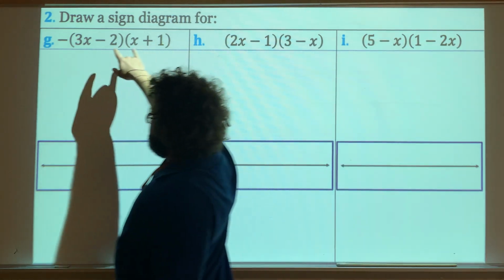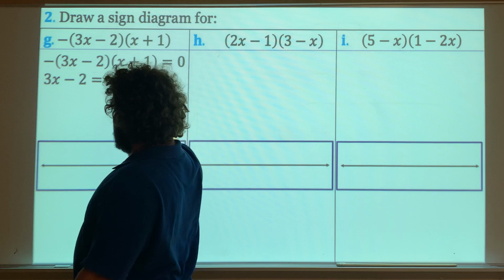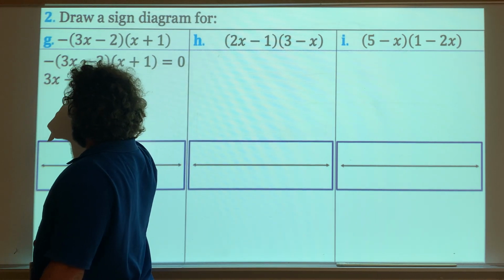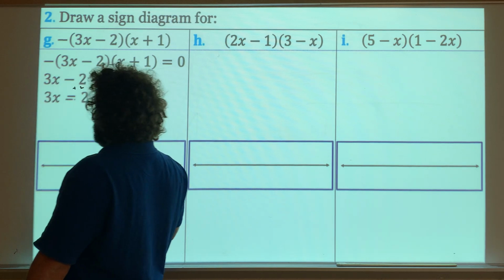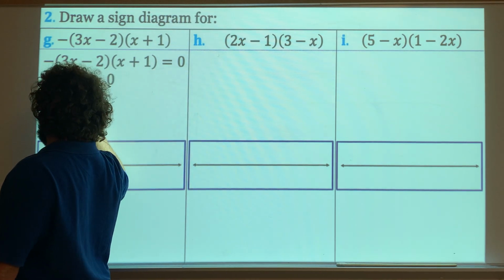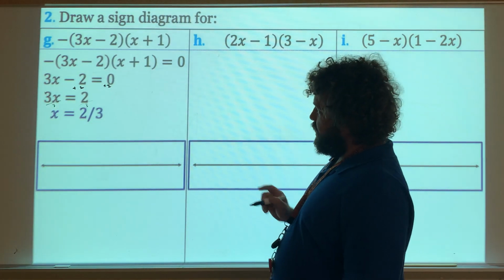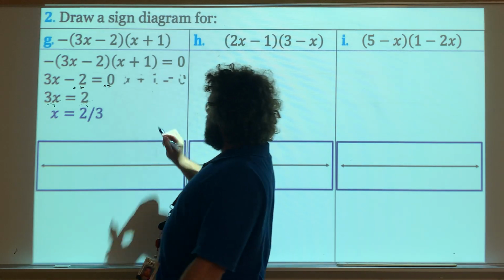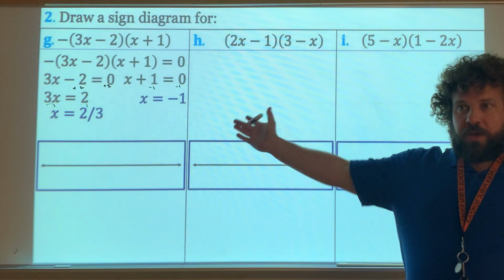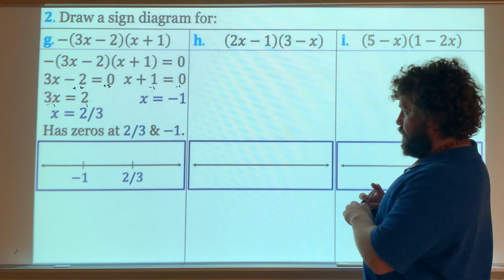Set both of these equal to 0. 3x minus 2 equals 0, and x plus 1 equals 0. Remember I said don't worry about this negative until the end. So in order to solve for x, you're going to add 2 to both sides first. You get 3x equals 2. You're going to divide both sides by 3, canceling that out, leaving you with x is 2/3. This one, x plus 1 equals 0. Subtract 1 from both sides, and you get x equals negative 1. You have zeros at positive 2/3 and negative 1.